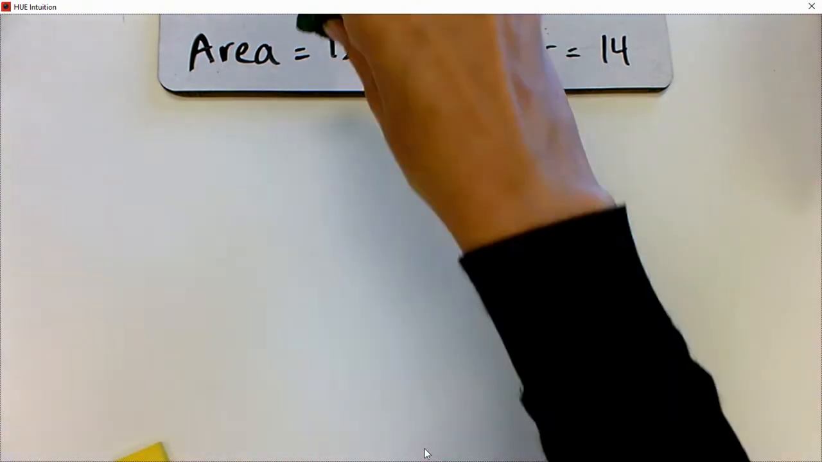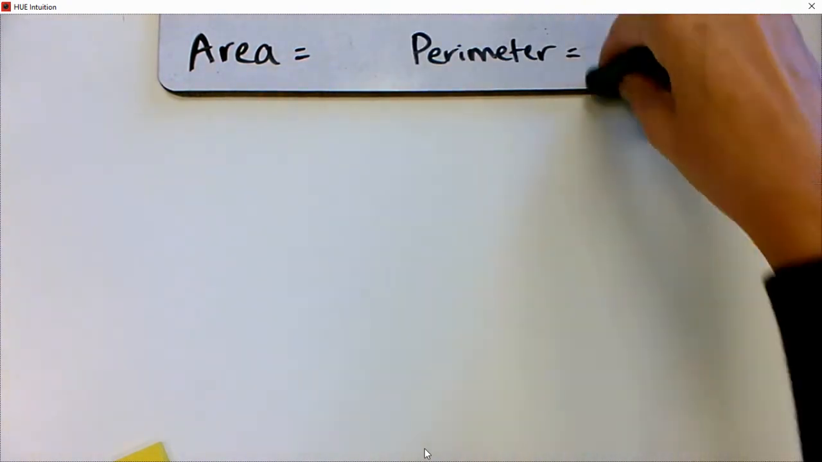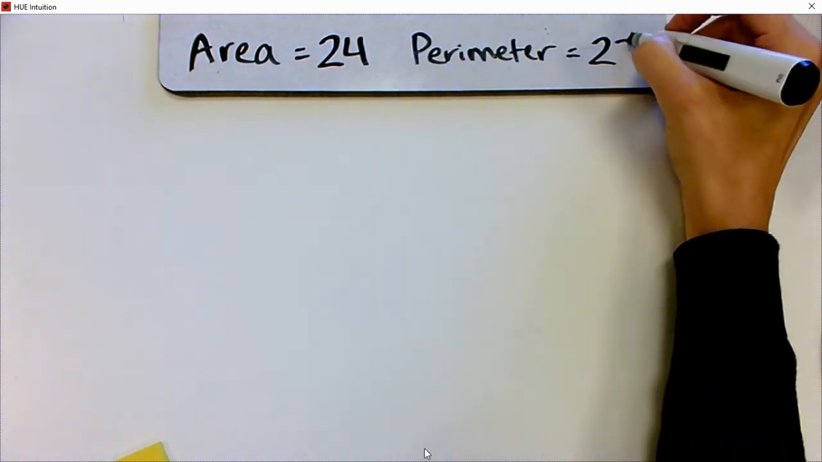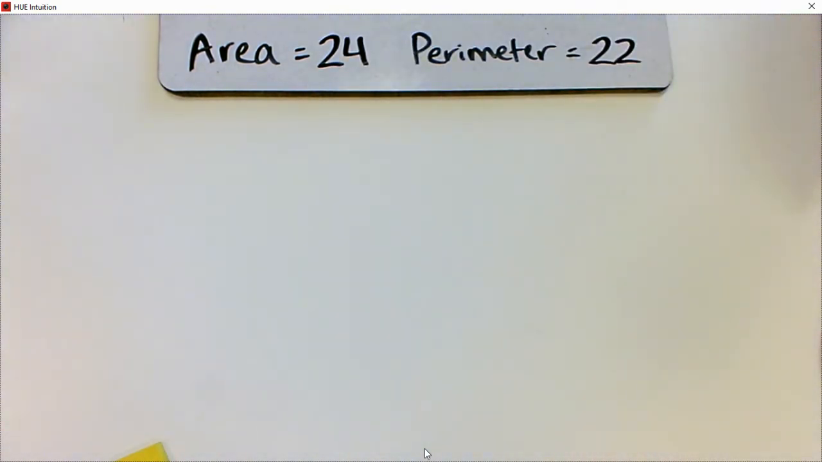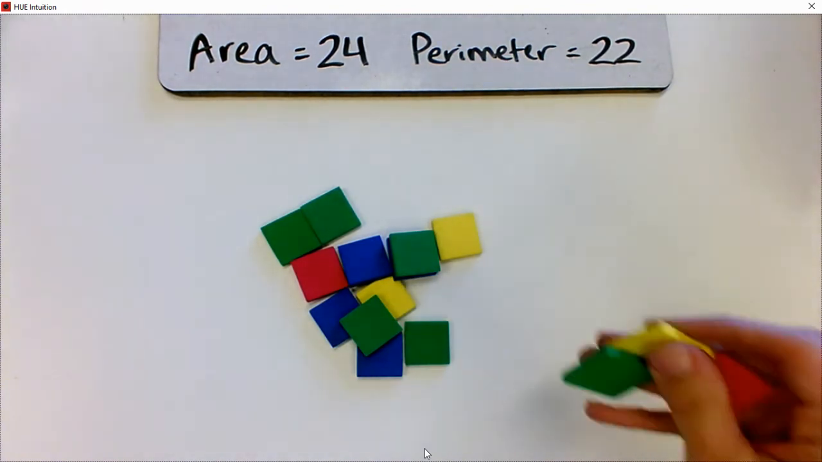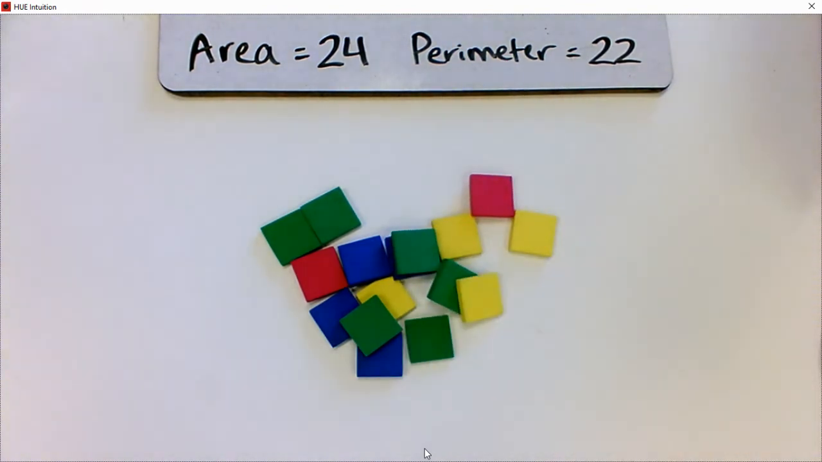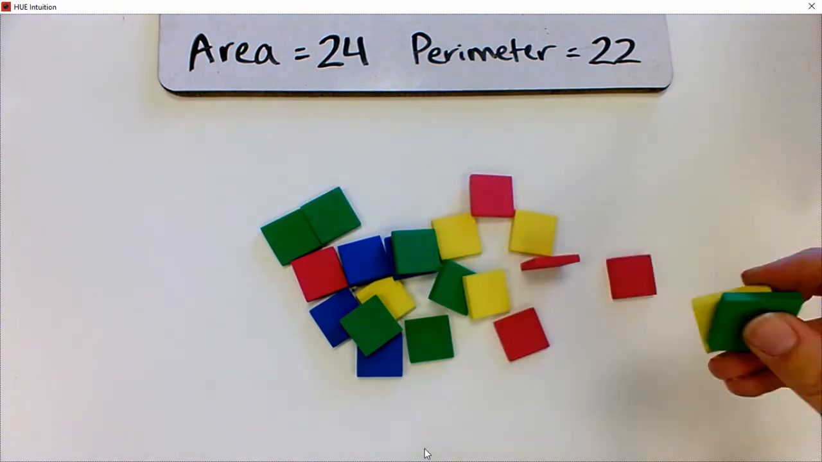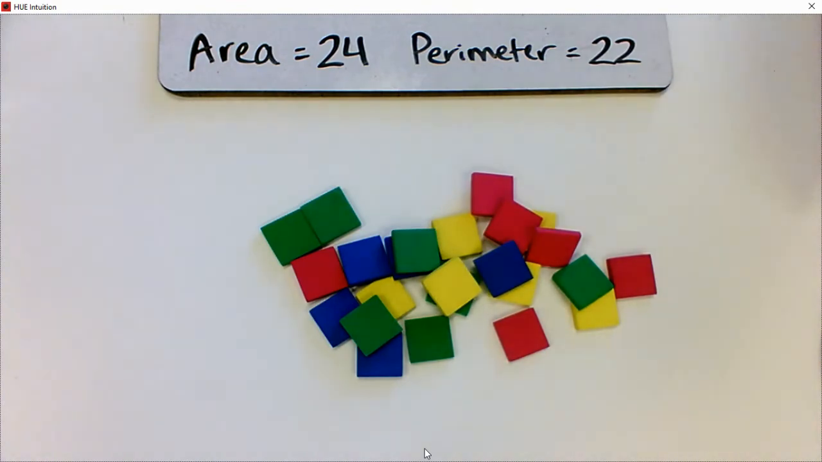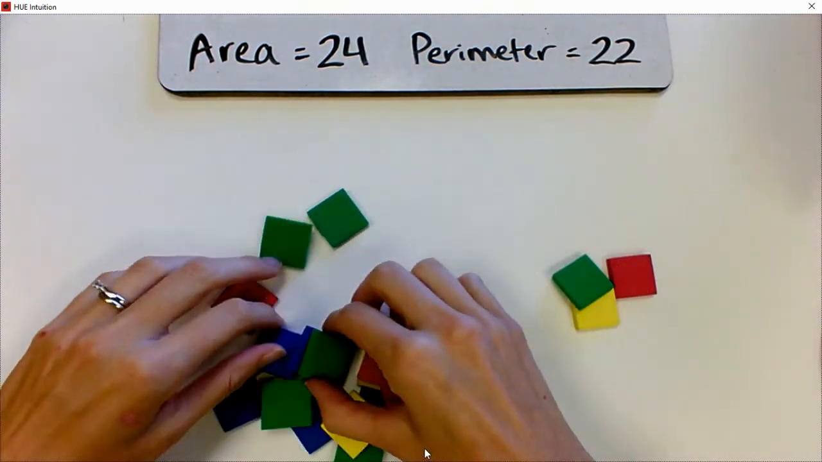Let's try another one. This rectangle has to have an area of 24 and a perimeter of 22. So I should start by getting out 24 tiles. Let's see, that was 12, so I need 12 more tiles. 13, 14, 15, 16, 17, 18, 19, 20, 21, 22, 23, 24. Okay, I can make a rectangle out of these 24 tiles, and then I'll know that it has an area of 24. I'm just going to start by making a rectangle. Let's see what I can come up with.